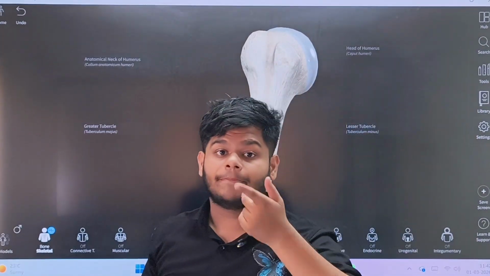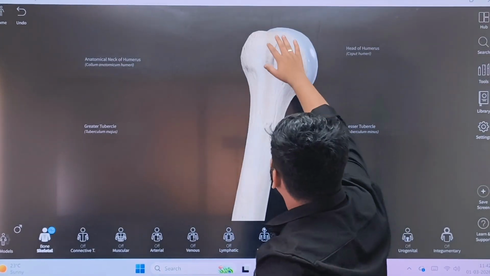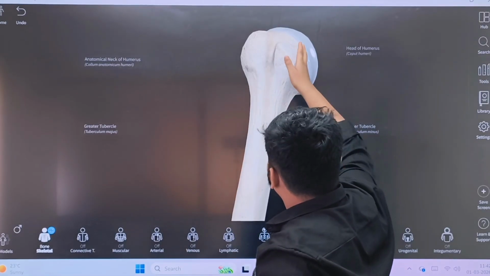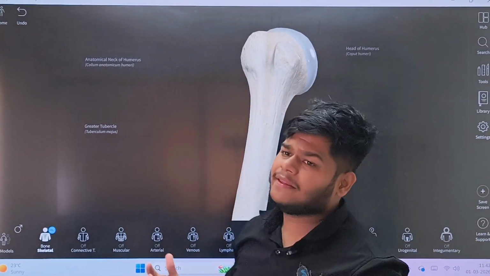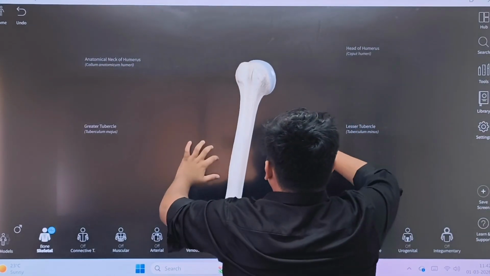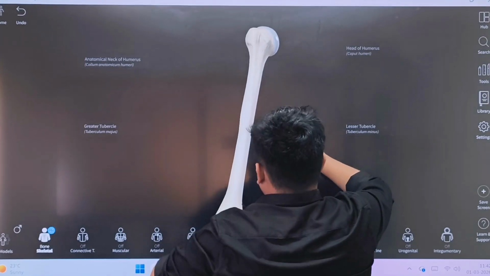Bicipital means double lip. Double lip groove is present here. There are many impressions on the tuberculous area of the humerus, and there are the attachments of many muscles. Now, when we complete our humerus upper part, let us come to the shaft end.